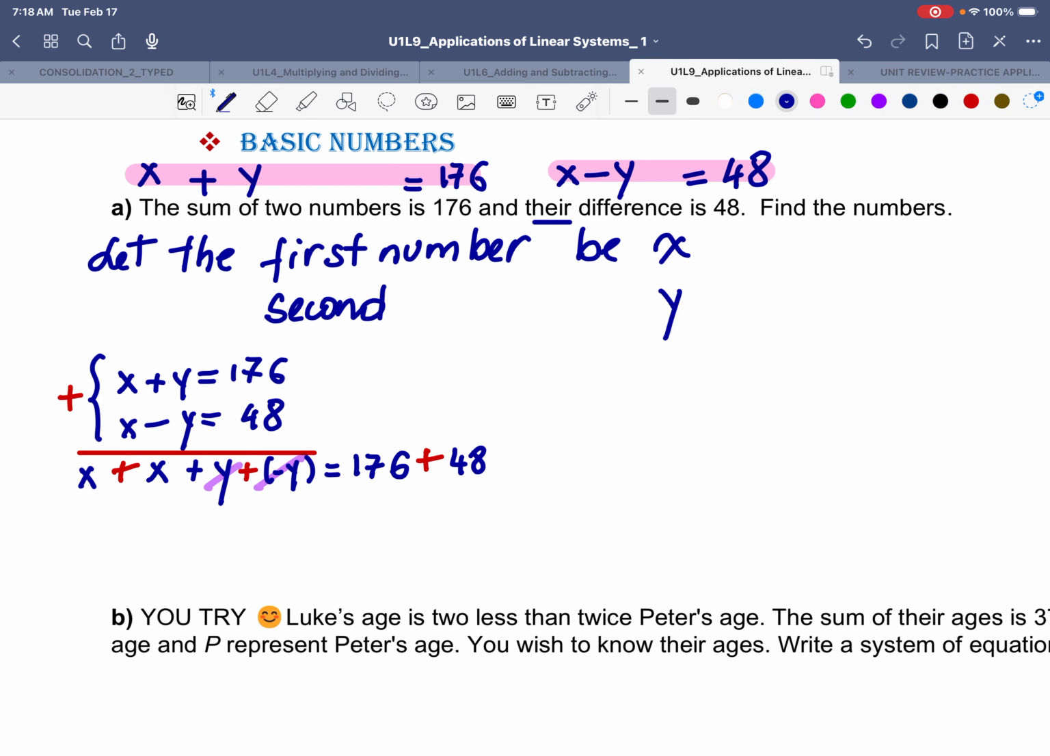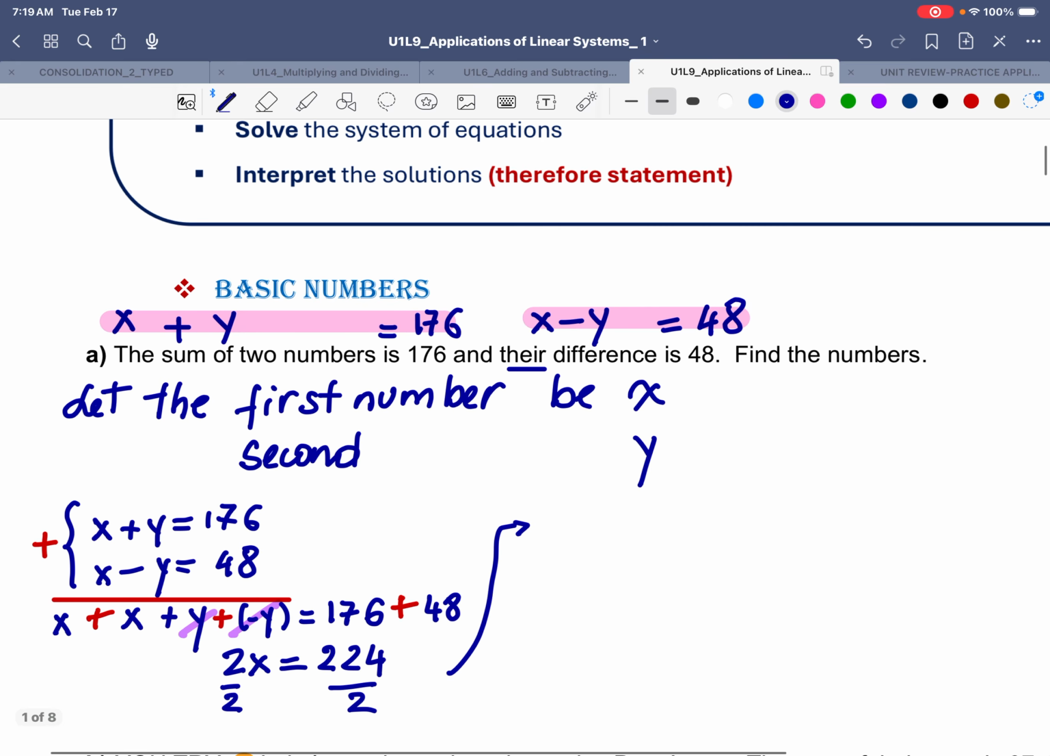And we are left here with 2x equals, so 176 plus 48, 8 plus 6, 14, 7 plus 4, 11, a 2, and 224 would be the sum. So now we have to isolate x. Think about it. x is being multiplied by the number 2, which means that the way to get rid of it is by doing the opposite of multiplication, which is division. We'll divide both sides of the equation by the same number, by number 2. And here we go. We have x all on its own. 224 divided by 2 is 112.